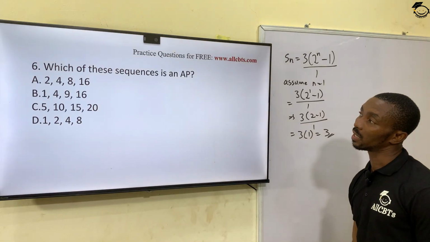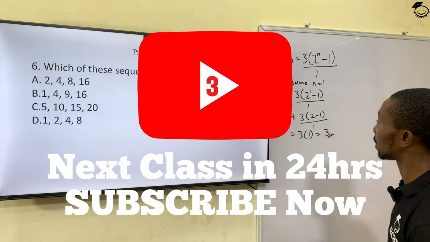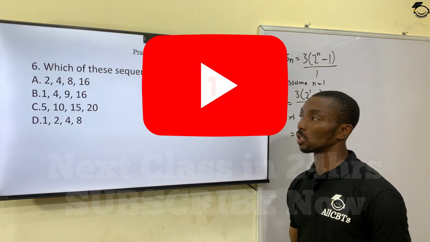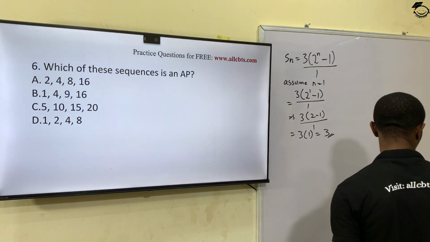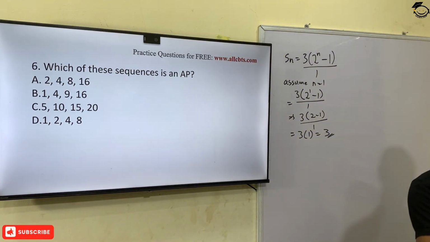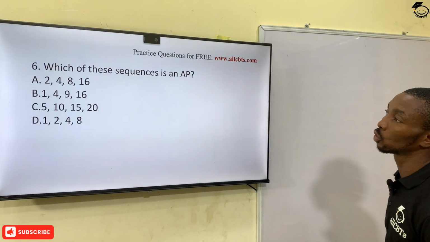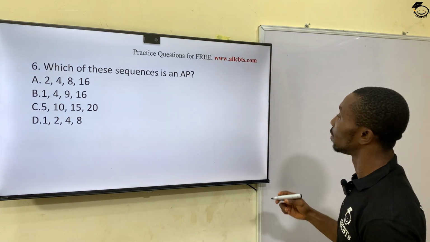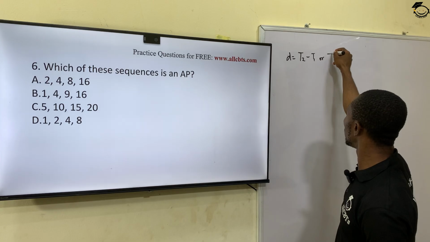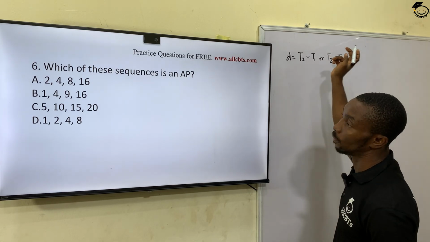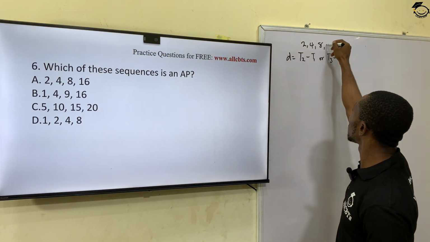Now, which of these is an AP? Part of the characteristics of an AP is that between each term there's a common or constant difference amongst them. So we are going to check which of these is an AP. Looking at our options, we have 2, 4, 8, 16. To find our common difference, we do T2 minus T1, or T3 minus T2, or T4 minus T3.